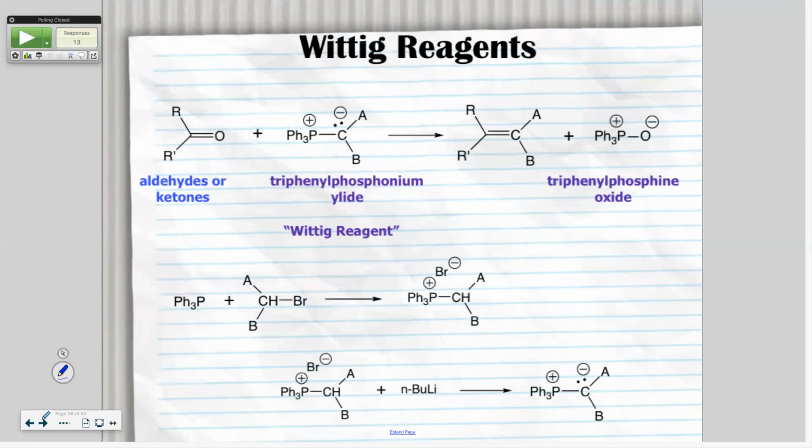Okay, this is a compound called a Wittig reagent. It's German. The guy who came up with them was German, and he used this thing called a triphenyl phosphonium ylide. They're generally referred to as ylides.